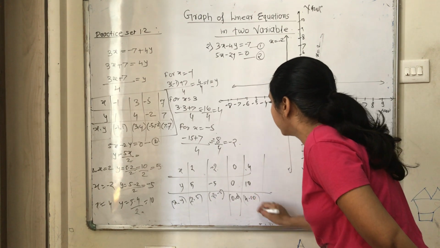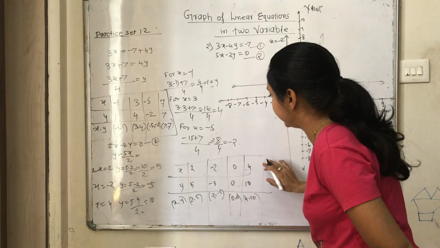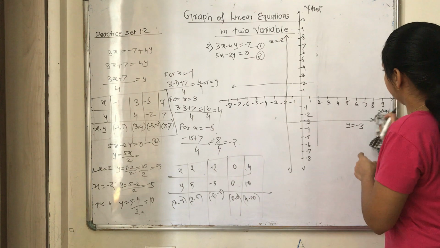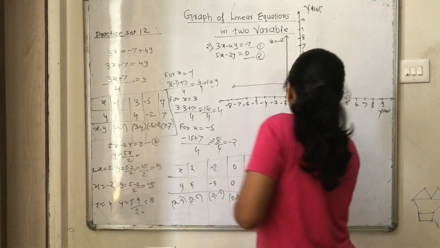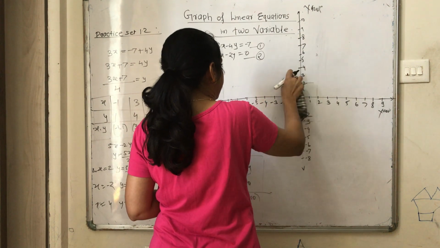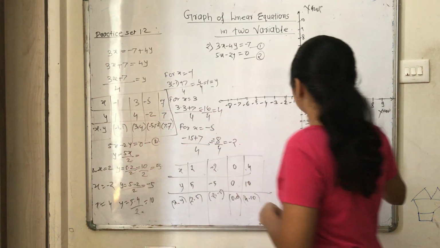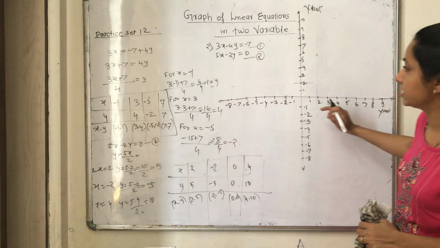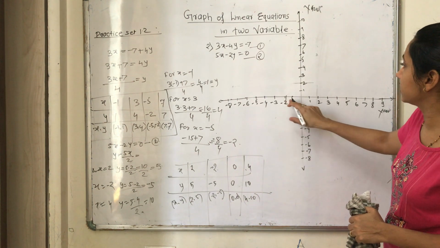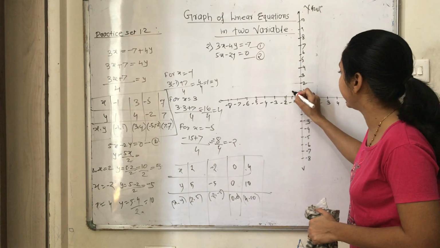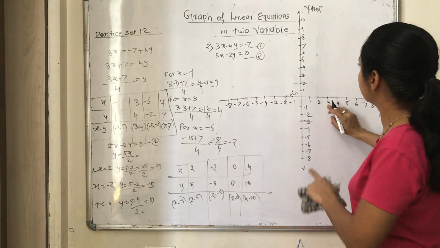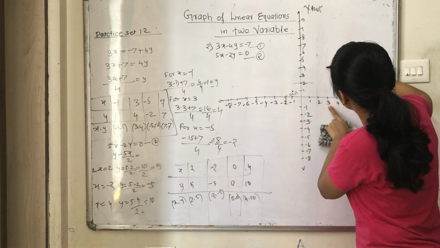Okay, now I need to plot the graph for these points. First of all, see here, what are the points? For x is equal to minus 1, what is the value of y? x is equal to minus 1, y will be equal to 1. So this is the point. This is minus 1 comma 1. Then it is 3 comma 4. So this is 3 and this is 4. This is 3 comma 4.